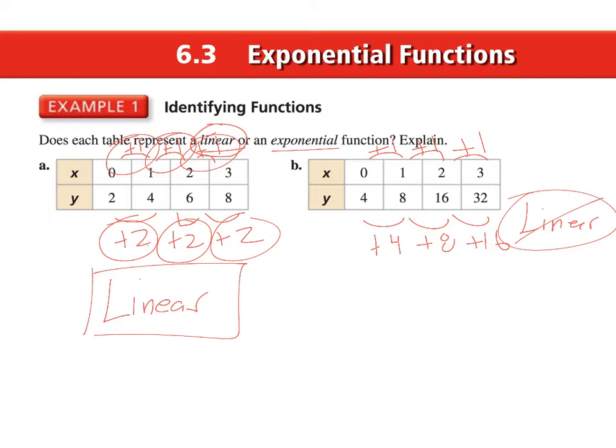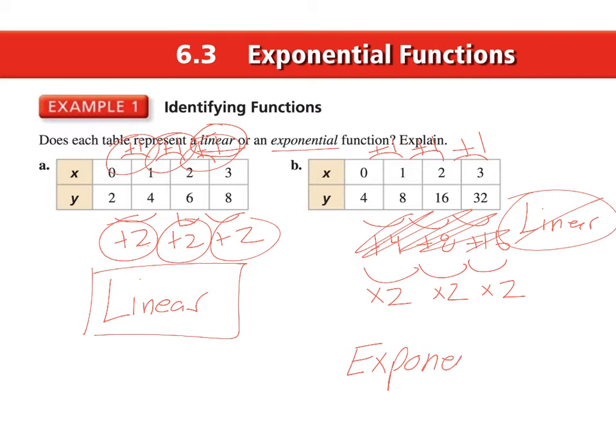Well, you'll notice that if I take 4 and multiply it by 2, you get the next value. If you take 8 and multiply it by 2, you get the next value. If you take 16 and multiply by 2, you get the next value. And if that's the case, then it is an exponential function.